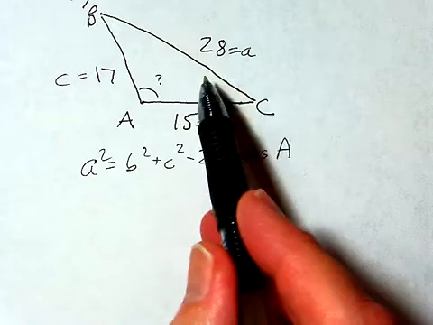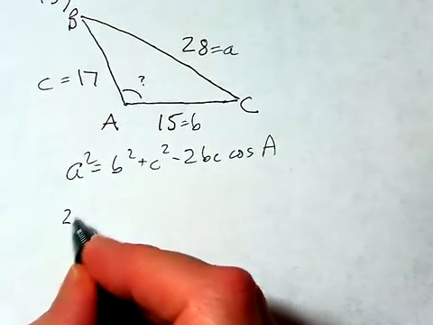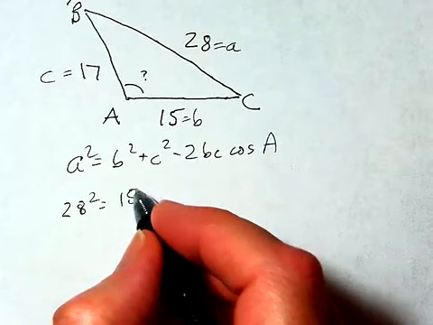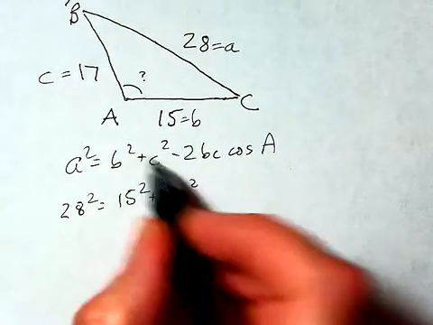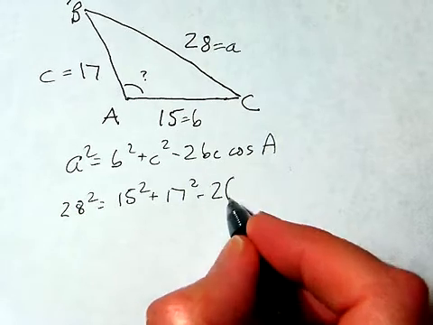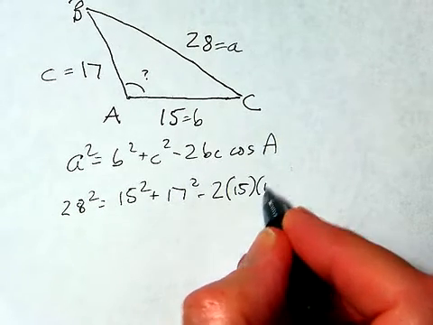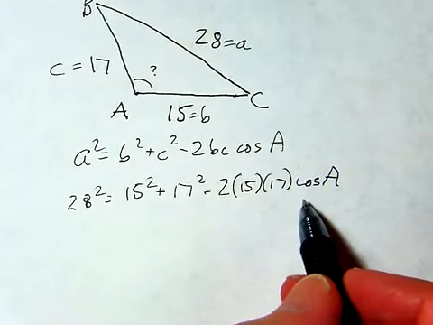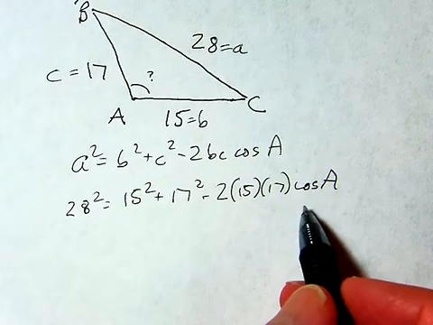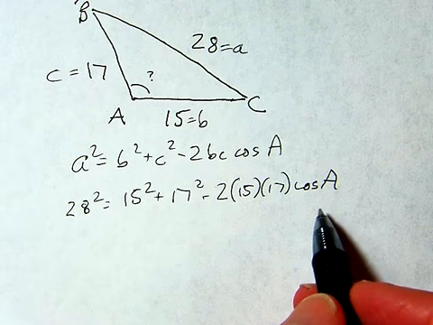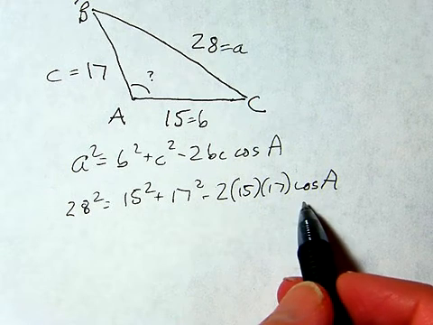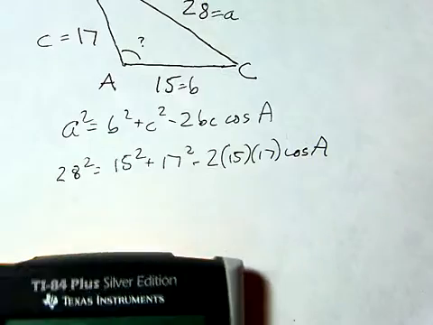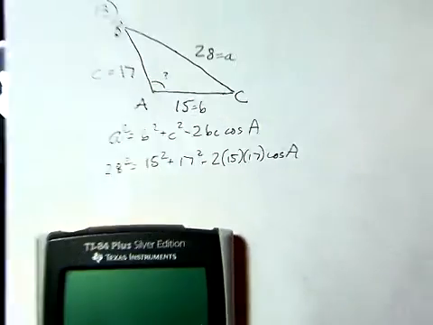Well, a squared, little a squared is 28 squared, equals little b squared is 15 squared, plus 17 squared, little c squared, minus 2 times b times c times cosine A. Now notice I leave cosine A as a variable because I do not know the value of cosine A. In fact, that's what I need to solve for. I'm going to get out my calculator, and I'm going to calculate out some of these values.